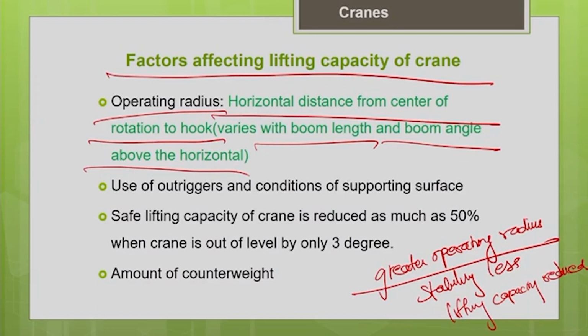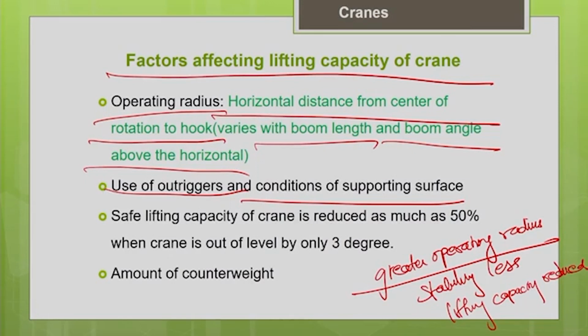At lesser operating radius, you can see that stability is more, lifting capacity is more. And use of outriggers: if it is going to be a tire mounted crane, if you do not use outriggers, your stability is affected, so lifting capacity is reduced. And the condition of the supporting surface: your surface should be level. You have to level the surface and the soil bearing capacity should be good, otherwise your lifting capacity will get reduced. It will affect the safety of your crane.